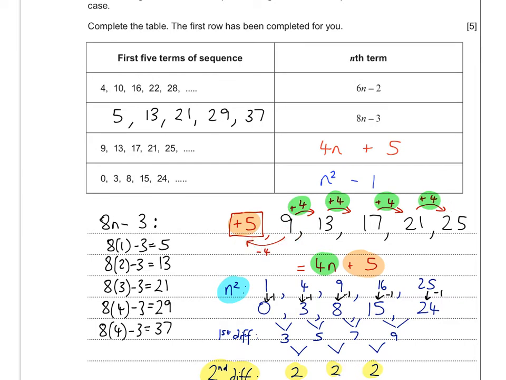So that number, 9 take away 4, is 5. And what sort of 5? It's a positive 5, so positive 5 gets plonked on the end here. So my nth term there is 4n plus 5. So these two here are grade C questions. This one here is a grade B question.